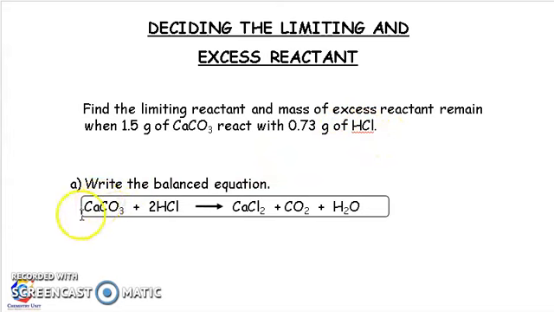So first of all, we need to write a balanced equation. For this question, we can write the balanced equation by using the inspection method. So 1 mole of calcium carbonate reacts with 2 mole of hydrochloric acid, then produces 1 mole of calcium chloride, 1 mole of carbon dioxide, and 1 mole of water.